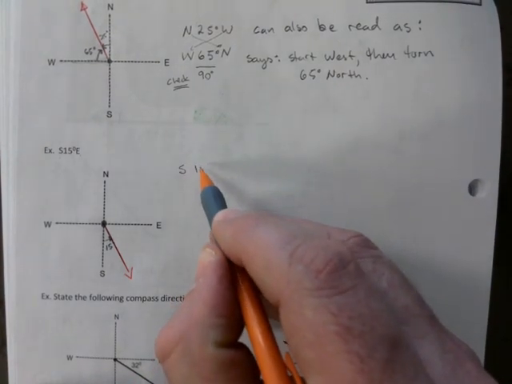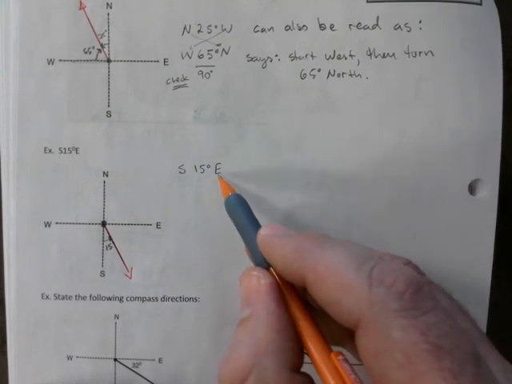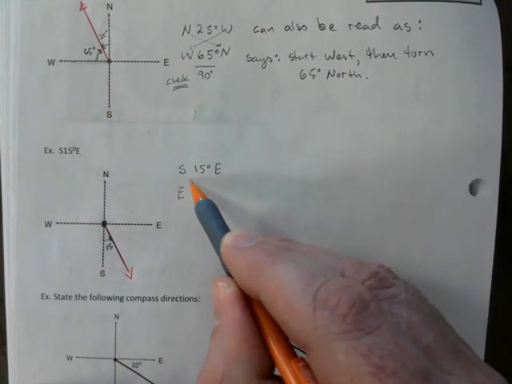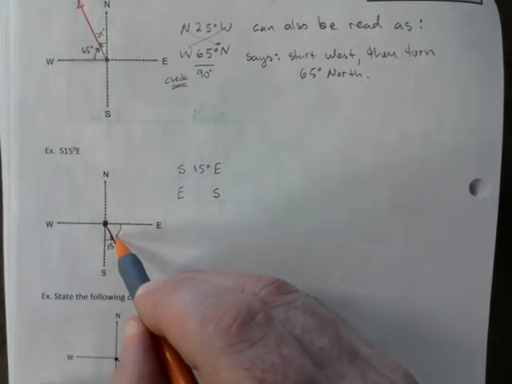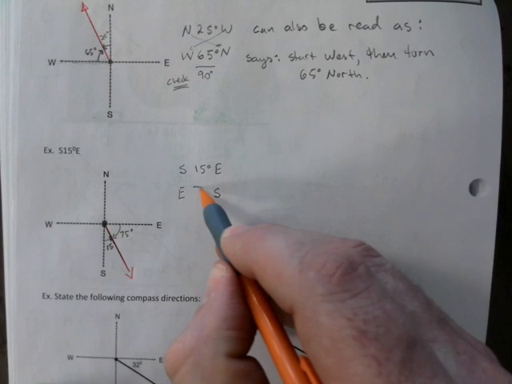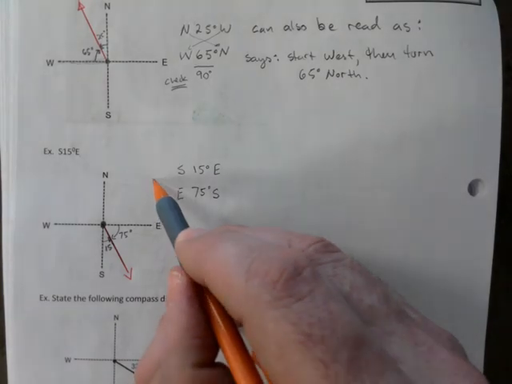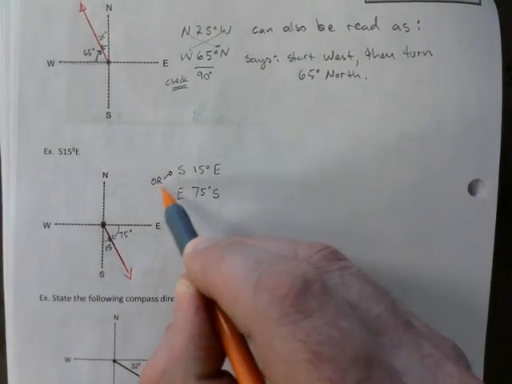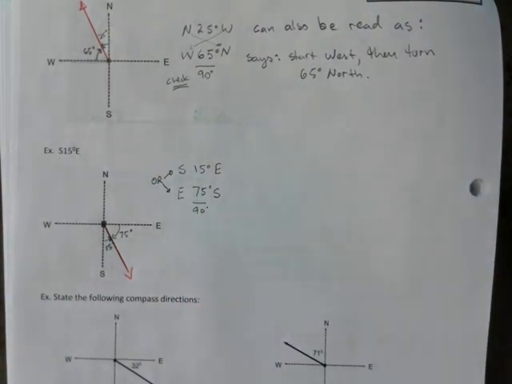So south 15 degrees east could also be read how? Flip-flop, right? Flip-flop. And how many degrees are there here? That'd be 75, right? 75 degrees. So all I do is flip-flop, right? You can say, okay, that or this. And remember that they always add up to 90. Okay, that's a bit of a check there. So now you know how to work with compass directions. It's not a big deal.